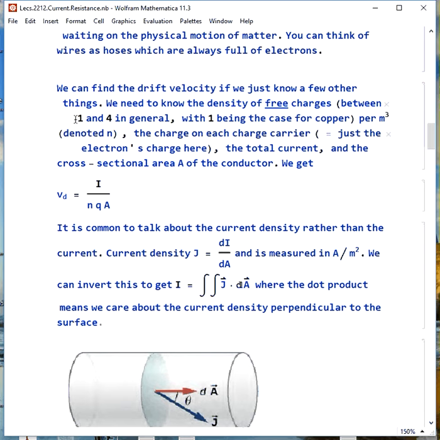This is generally between 1 and 4 per atom in a conductor, and for copper it's 1 per atom per cubic meter. The charge on each carrier is just the electron's charge, the total current, and the cross-sectional area of the conductor. So the drift velocity is I over NQA.